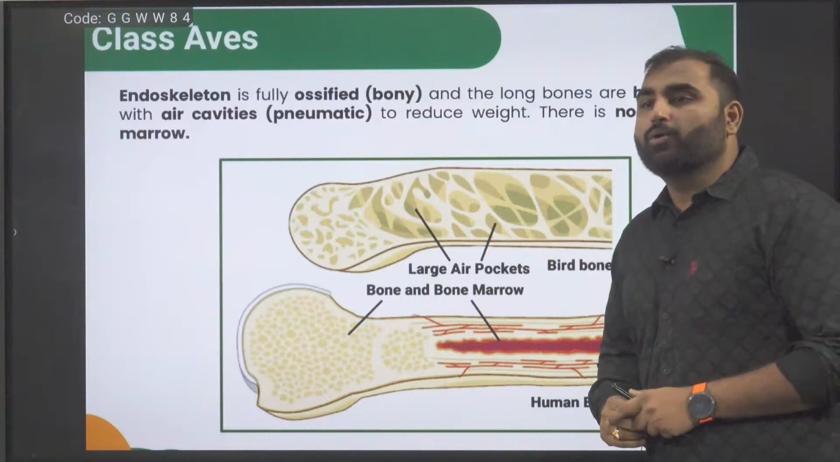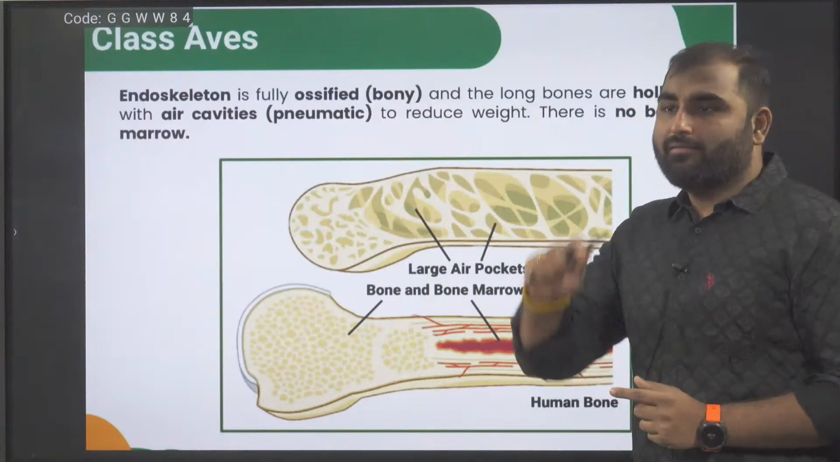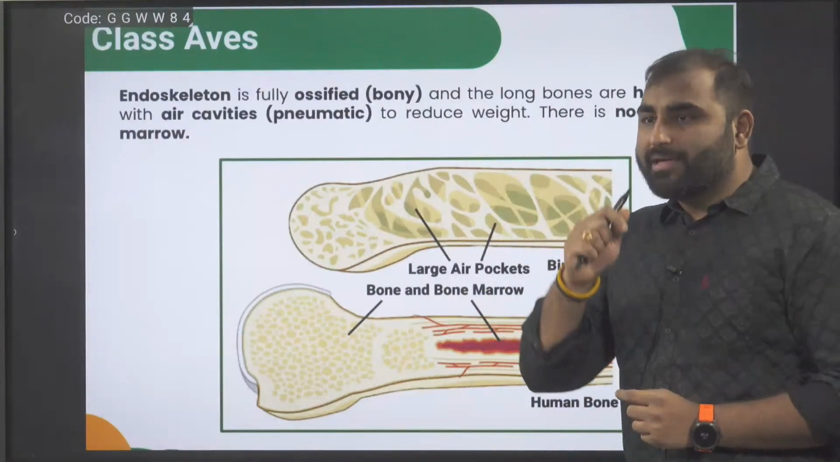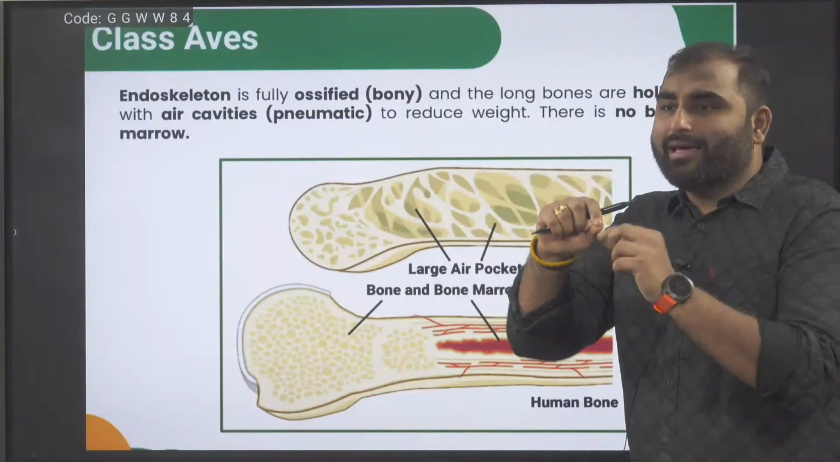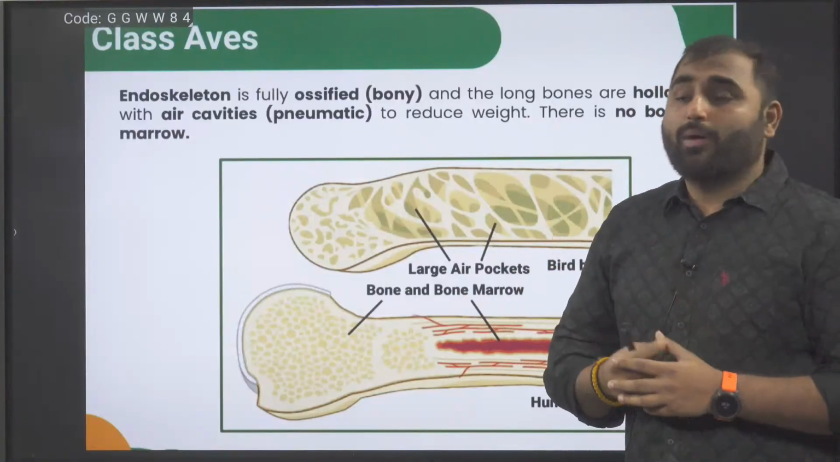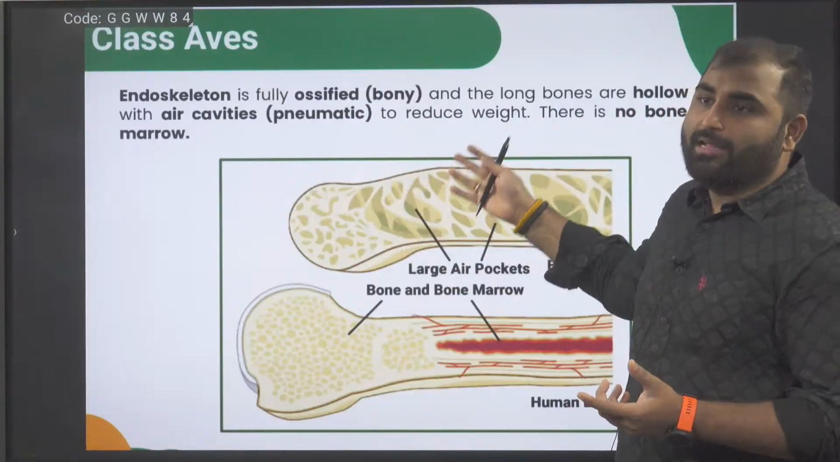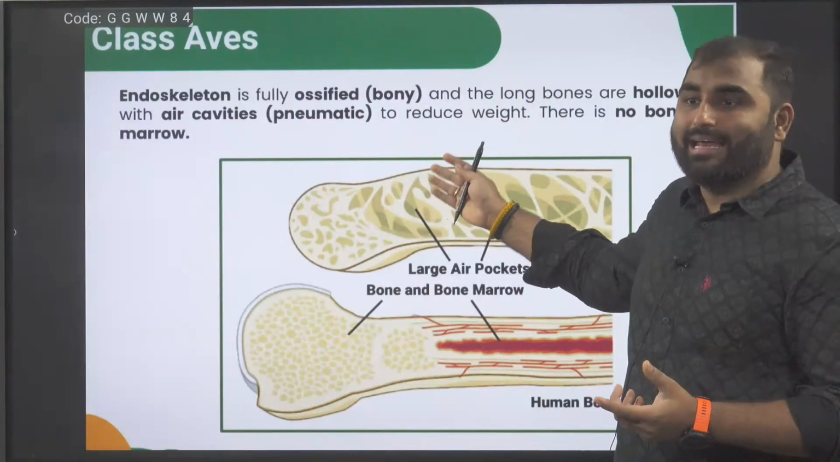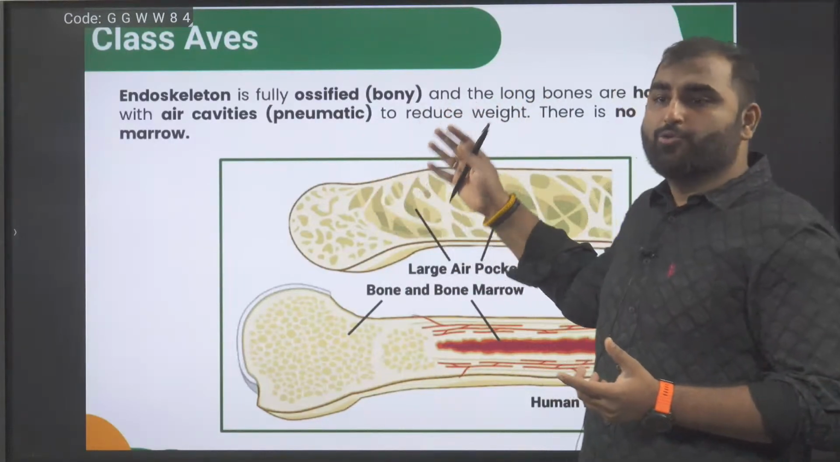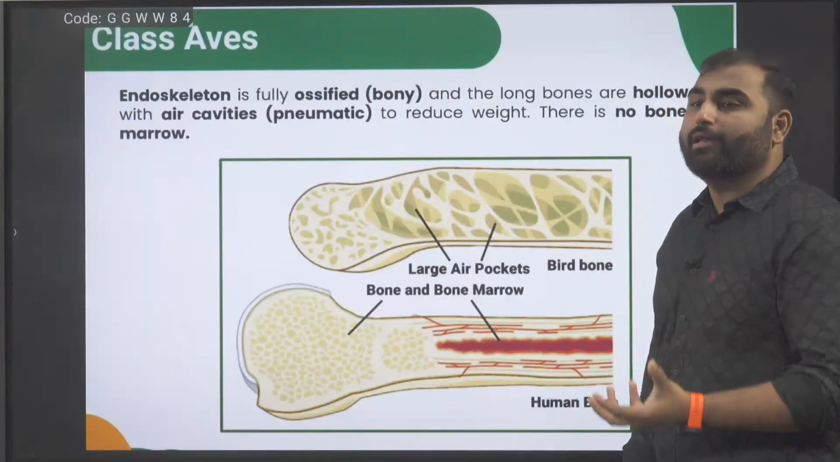So when you eat chicken, and the chicken leg piece comes in between your teeth, it quickly cracks. Why does it crack? Because it is a hollow bone. Okay, so it has hollow bone, pneumatic bone, I will say. Air cavities are present. So pneumatic bone makes the body very light.